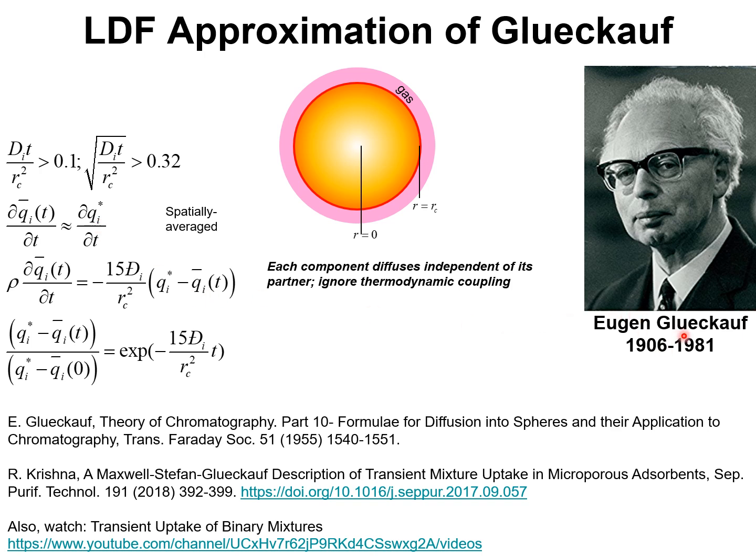In the derivation of the Glueckauf approximation, it is assumed that the parameter d sub I divided by the square of the radius of the crystallite times the time t is greater than 0.1. Or the square root of this term, which is the product of the diffusional time constant and the contact time t, is greater than 0.32.